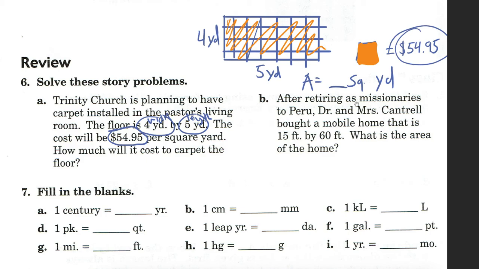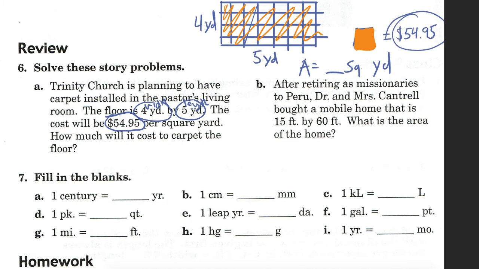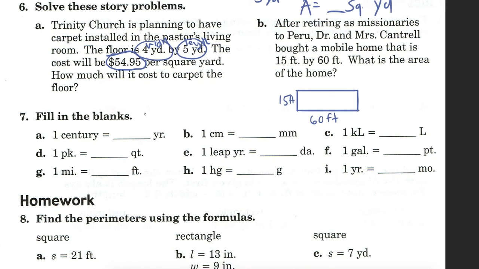Okay. All right. B. Retiring as missionaries to Peru, Dr. and Mrs. Cantrell bought a mobile home that is 15 feet by 60 feet. So the first measurement is the width, so that's 15 feet. Second measurement is the length, which is 60 feet. All right. What is the area of the home? Well, it's very simple. Use the formula. What's the area of this rectangle here? Okay. You can figure that out. Fill in the blanks.